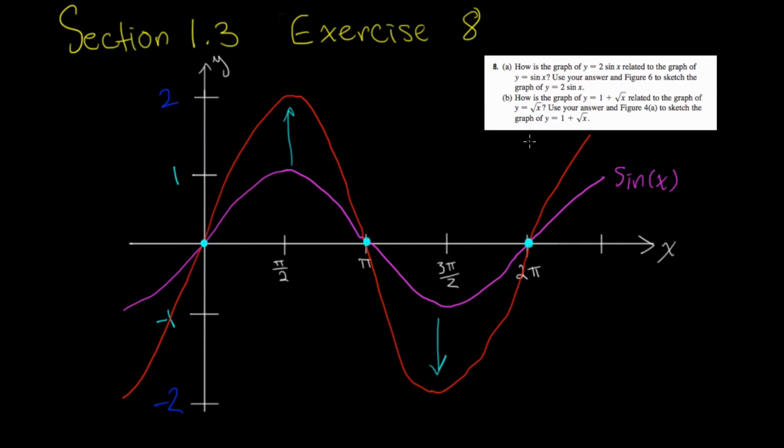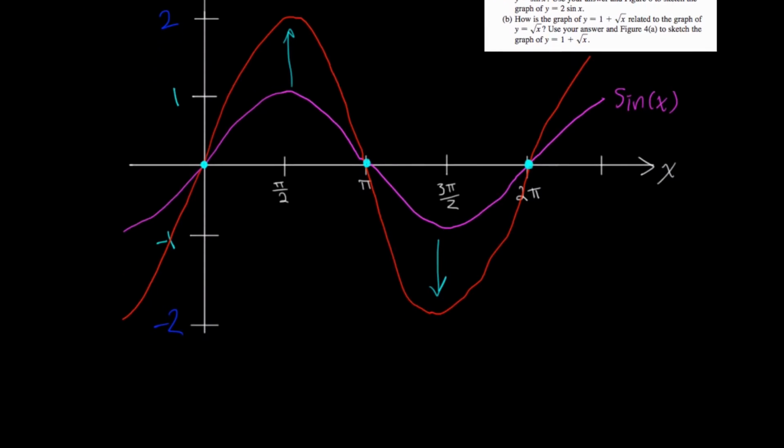Let's move on to part B. How is the graph of y equals 1 plus square root x related to the graph of y equals square root x? Use your answer and figure 4, part A, to sketch the graph of y equals 1 plus root x. So that's not too hard.